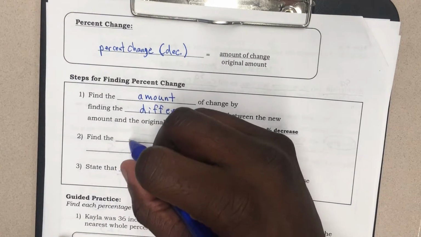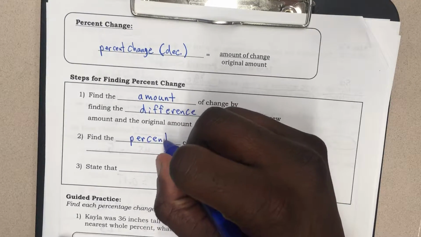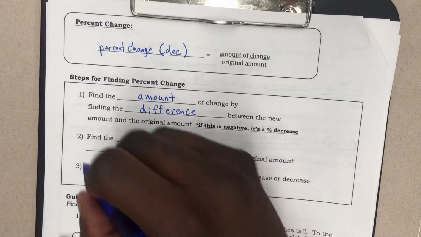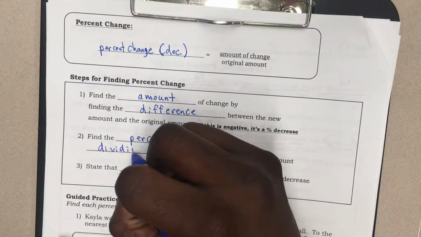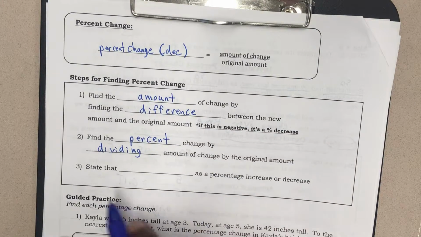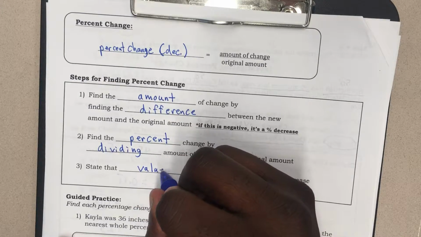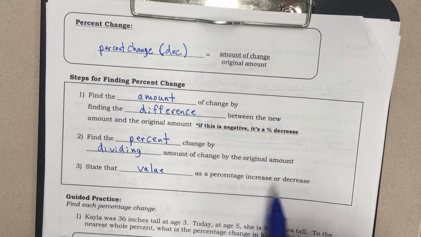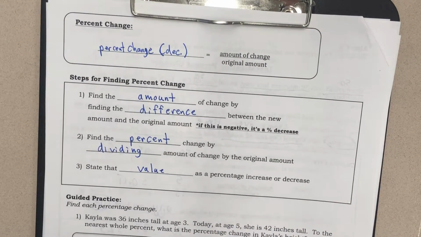Then find the percent change by dividing the amount of change by the original amount. State that value, of course, last but not least, as a percentage increase or decrease. That's the converting I was talking about. Now, let's look at our first one of our guided practice, and let's get ready to go over it together.